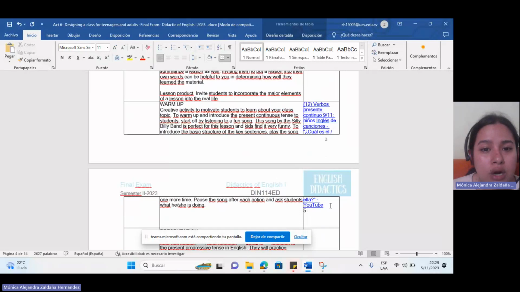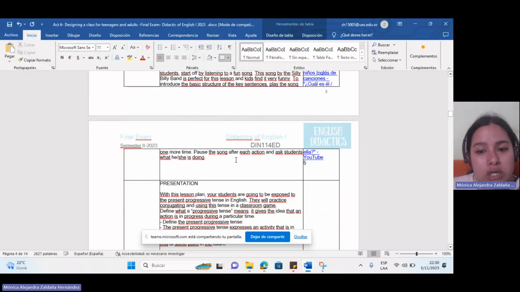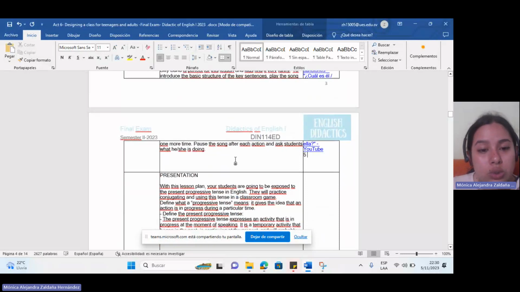The students start off by listening to a fun song. This song by the Silly Billy Band is perfect for this lesson, and kids find it funny. To introduce the basic structure of the key sentences, play the song one more time, pause the song after each action, and ask a student what he or she is doing.